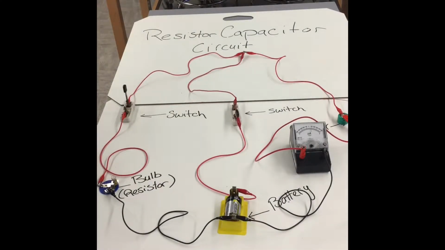You were probably wondering why that flash went off. Well, that was due to a resistor capacitor circuit. In other words, a circuit with a resistor and a capacitor in it. What you see here is we have a circuit that contains those items.